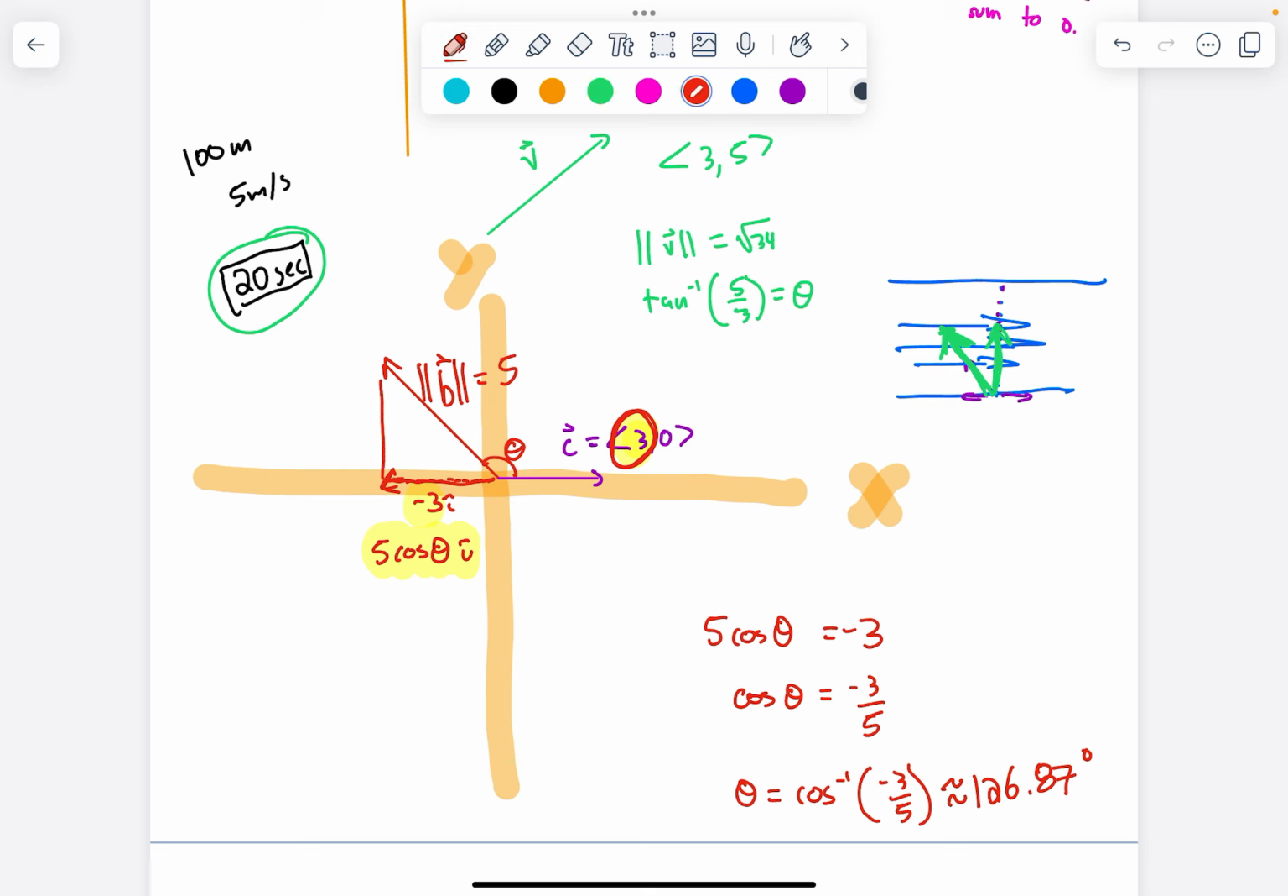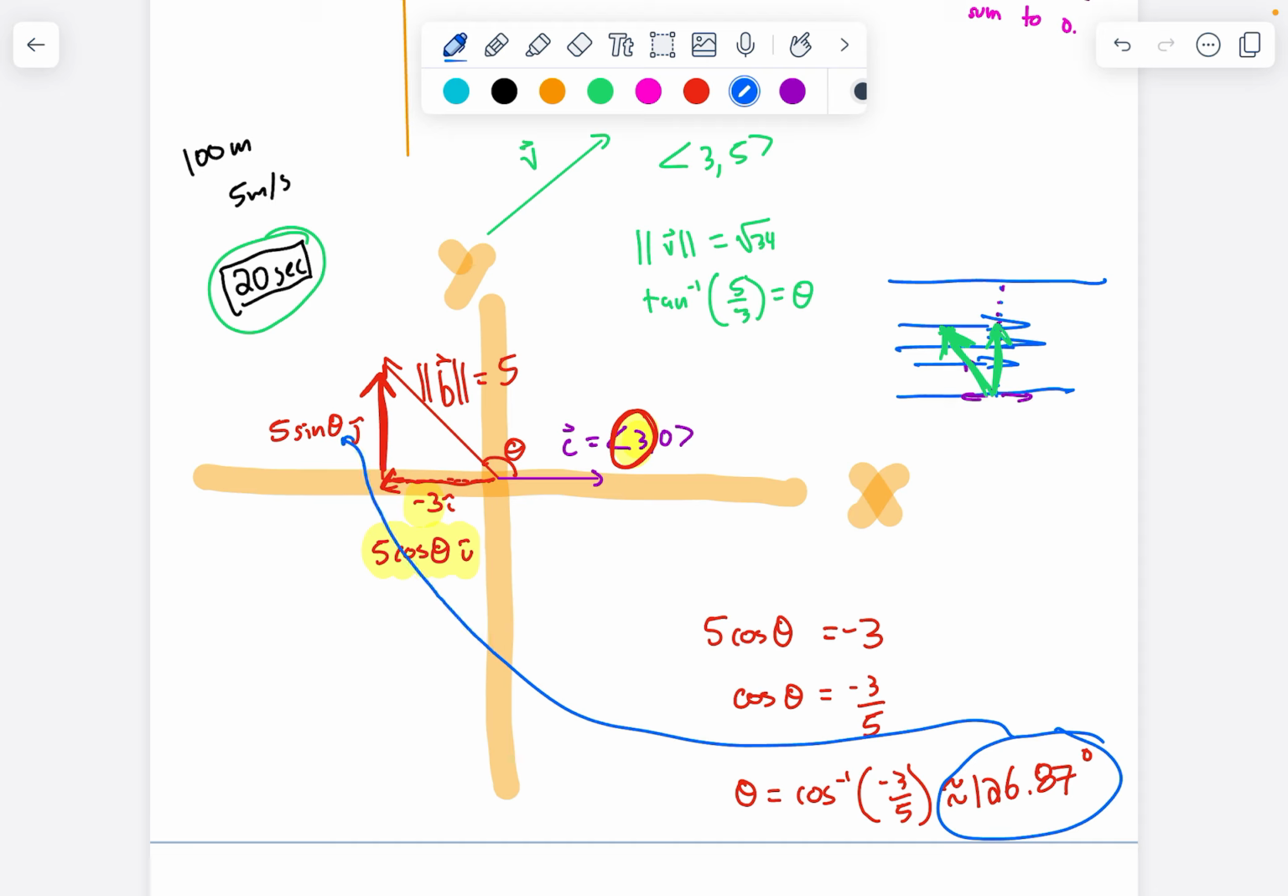And so we look at the vertical component in the positive y or the positive j direction. And that is simply equal to 5 sine of theta j. And now we know what theta is. So we can substitute that in, take 5 times sine of that, and we get 4, which should be a little unsurprising. So we have an actual net effect of 4 meters per second this way.